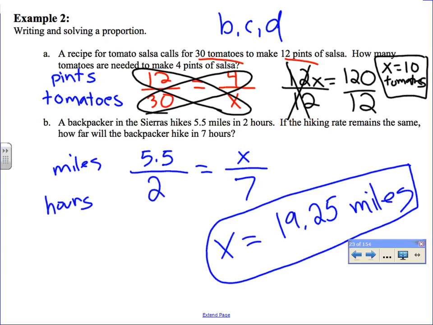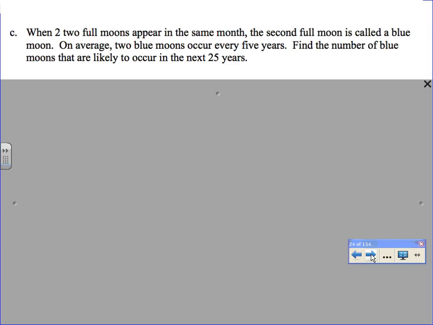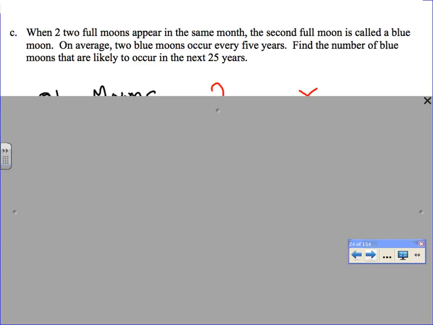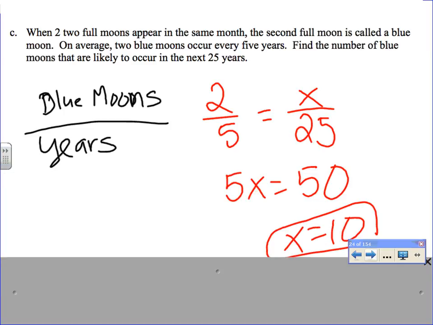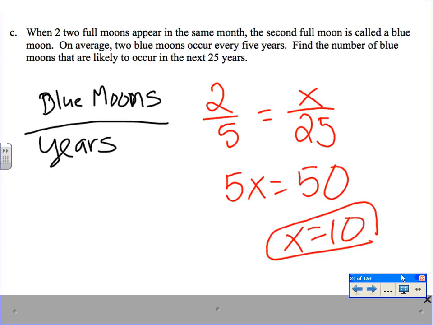All right, Michelle, your group's going to tell us for letter C what two labels you used. Good. Blue moon and then years. Okay, Shane, can you tell us what proportion you used to solve that? Awesome. Good. And then David, what answer did you get for letter C? Good job. Okay, so here's letter C.